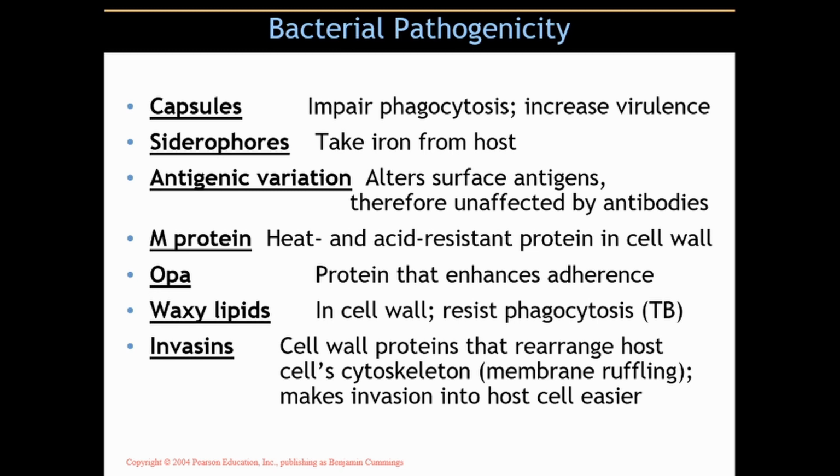They rearrange the host cell's cytoskeleton, and that process, through the rearrangement of the actin filaments, the microtubules, and the intermediate filaments, is called membrane ruffling. And what that does then is make invasion into the host cell easier. And you see why they're called invasins, because invasion is easier for the bacterium to then weasel its way into the host cell and do its damage, parasitizing the host cell, for example.